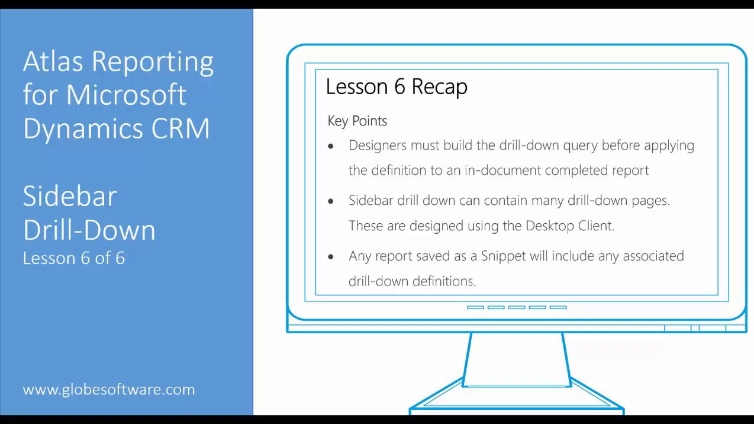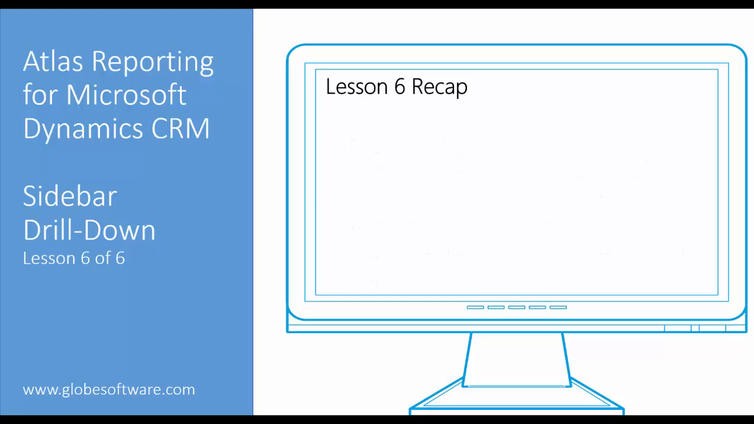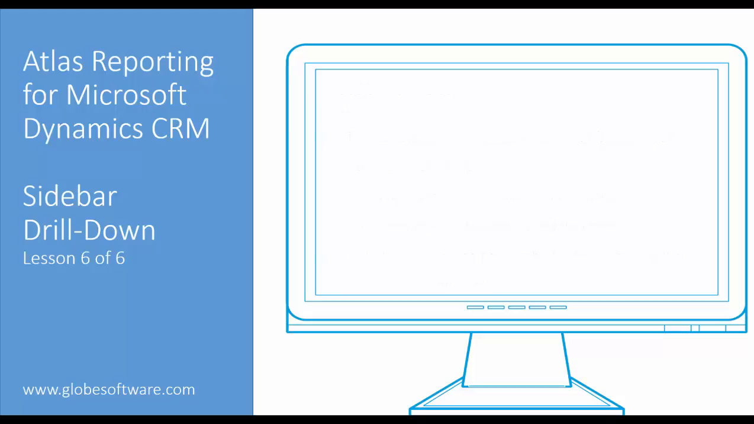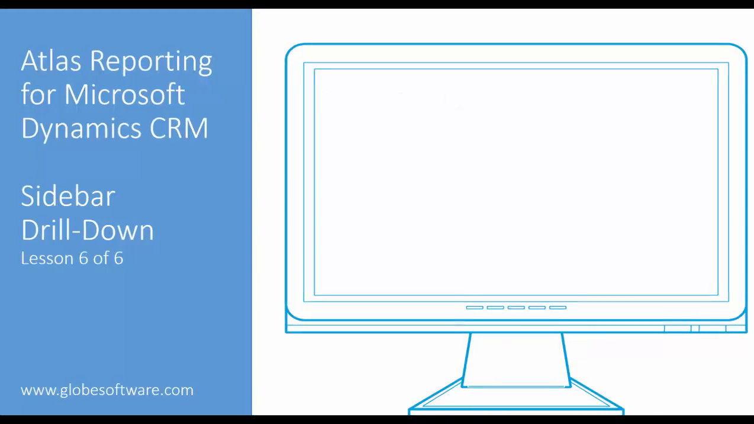Any report saved as a snippet will include any associated drill down definition. The contents of a drill down viewer can be copied to the Windows clipboard, a new or open Microsoft Excel document, a new or open Microsoft Excel workbook, or a new or open Microsoft Word document. The drill down viewer can be refreshed independently of the host reporting function. This concludes Lesson 6, Drill Downs.